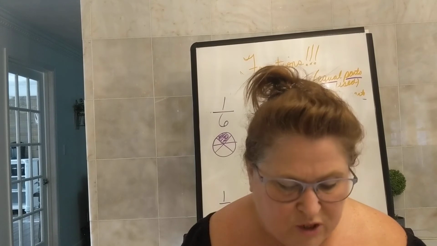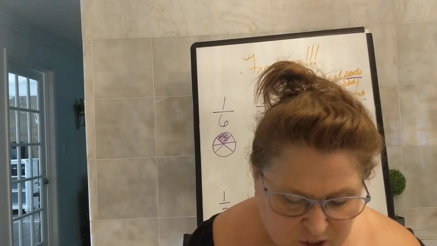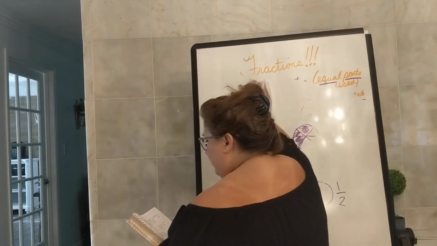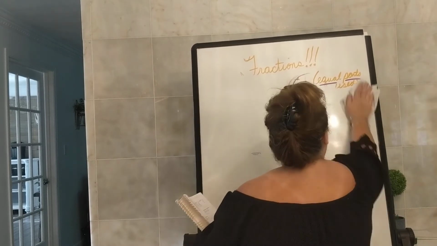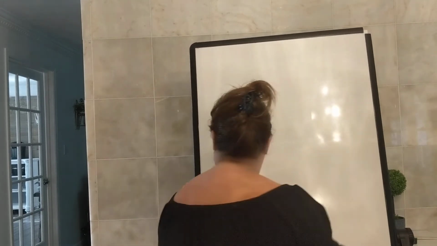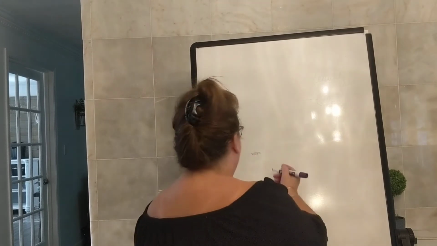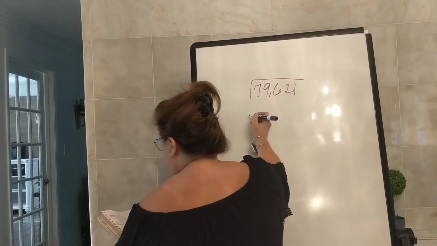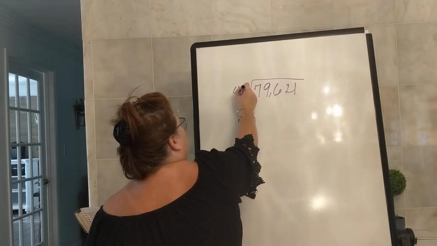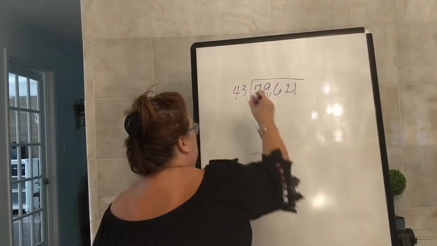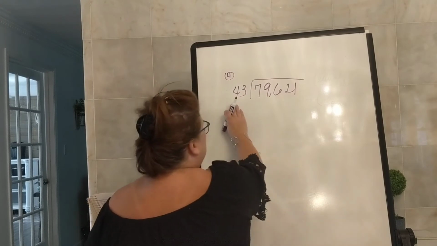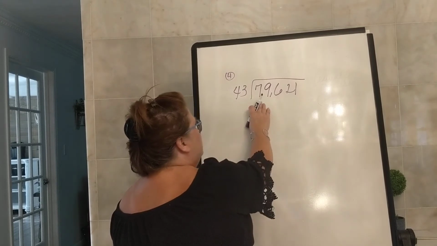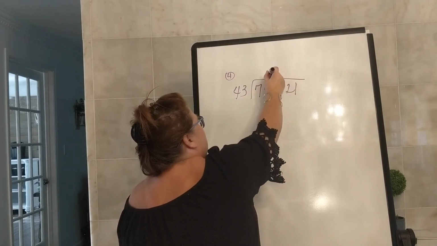Turn your books over to page 52. And on page 52, I want to do 4A with you. So we have 79,621 divided by 43. If our divisor is 43, what is our pretend divisor going to be? It is going to be 4. Very good. How many times will 4 go into 7? It'll go in there one time, but can 43 go into 7? Nope. So our 1 will have to be above the 9.